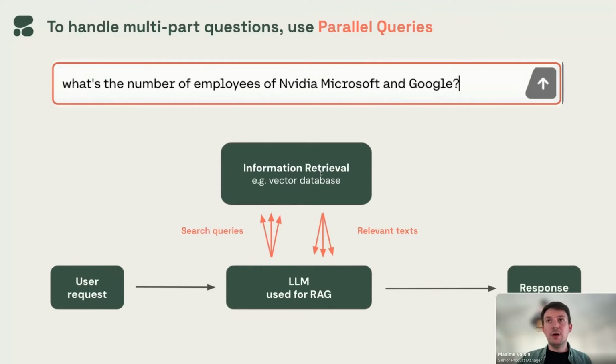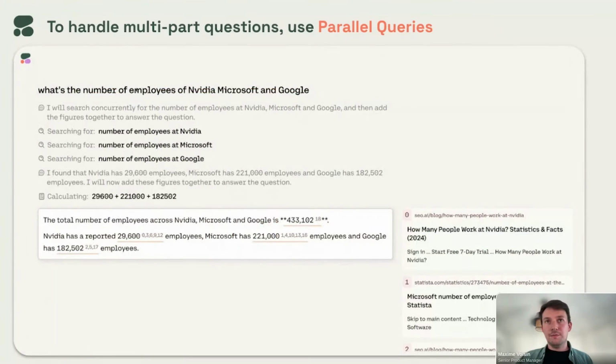Here, for example, the user comes in with this question around NVIDIA, Microsoft, Google, and the RAG system would say, we need to do 3 search queries in parallel, one for the number of employees at NVIDIA, one for the number of employees at Microsoft, and one for the number of employees at Google. And once you equip your LLM with the ability to do these queries in parallel, then it can find the right answer and answer this correctly. So parallel queries, first extension you can do, a very natural extension to simple RAG.